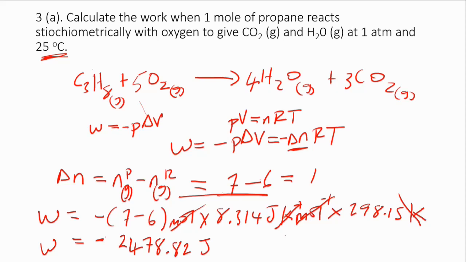All right, 7 minus 6, we know that is 1, and we have to include the minus sign there, which is naturally a part of the formula, times 8.314, which is the universal gas constant, times 298.15. And I got 2478.819, which I rounded up to 2478.82. So that's what I got for that one. That is the work for this system.